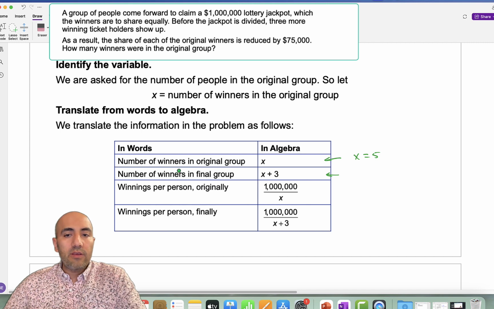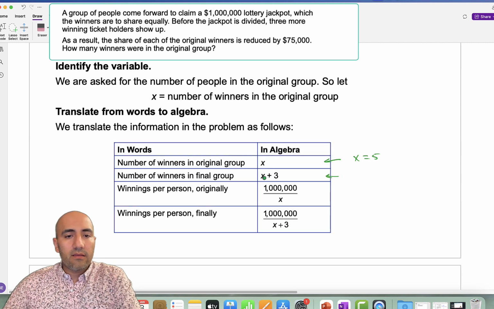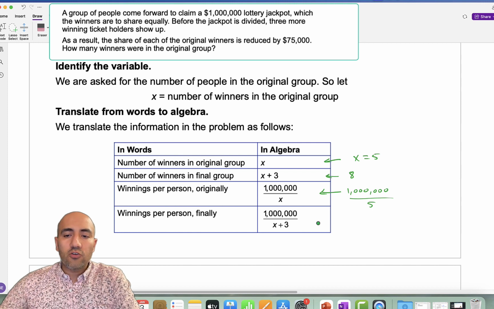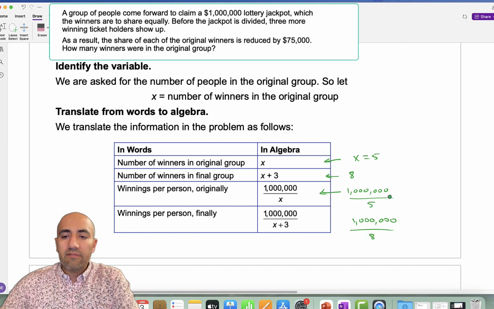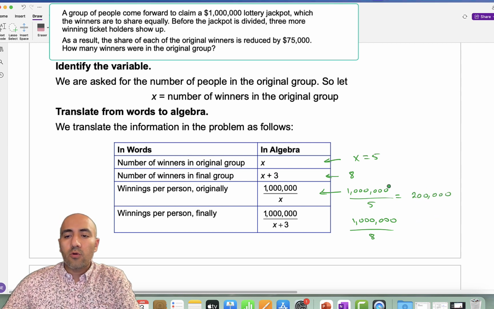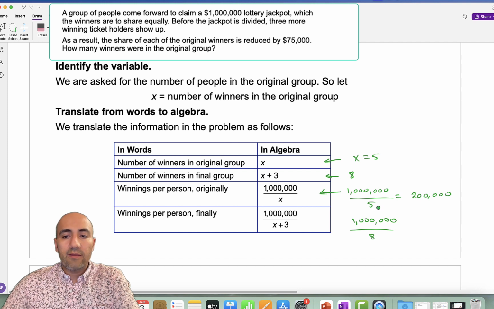And then after 3 people added to the group, that means that there was a total of 8 in the final group, which means that the original amount that they were going to win was going to be 1 million divided by 5. But then after 3 additional people showed up, it turns out that the final winnings was 1 million divided by 8. 1 million divided by 5 equals 200,000.